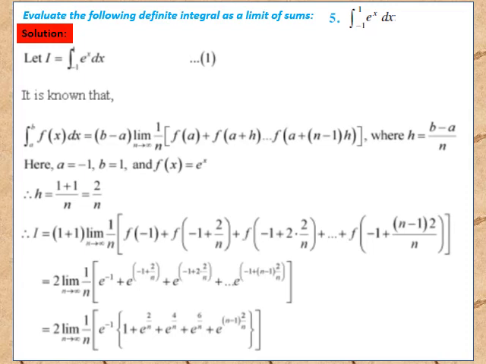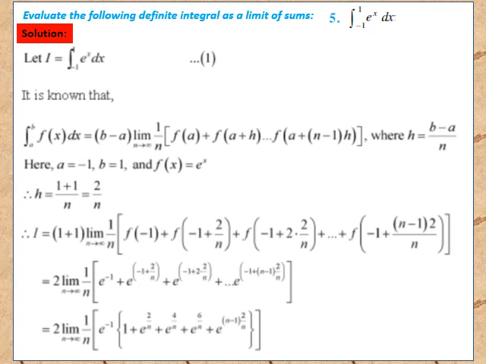Therefore the integral I will be equal to b minus a, we will get 1 plus 1, limit n tends to infinity 1 upon n, f(-1) plus f(-1 plus 2 upon n) plus f(-1 plus 2 into 2 upon n) plus and so on, f(-1 plus n minus 1 into 2 upon n), which gives 2 limit n tends to infinity 1 upon n, e power -1 plus e power (-1 plus 2 upon n) plus e power (-1 plus 2 into 2 upon n) plus and so on, e power (-1 plus n minus 1 into 2 upon n), which is giving 2 limit n tends to infinity 1 upon n, e power -1 common, we'll get 1 plus e power 2 upon n plus e power 4 upon n plus and so on, e power (n minus 1) times 2 upon n.